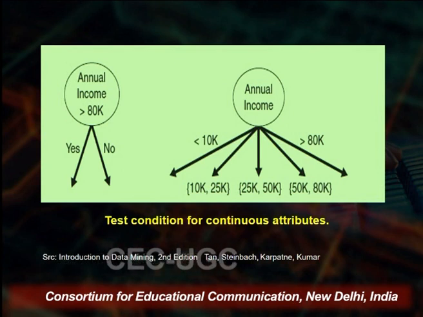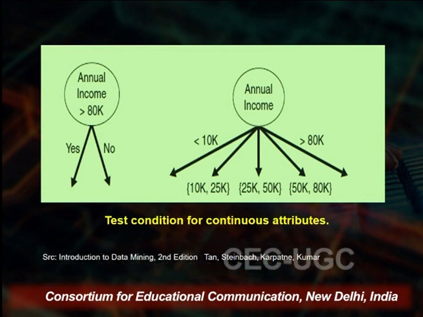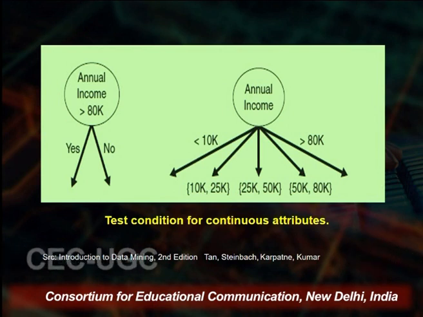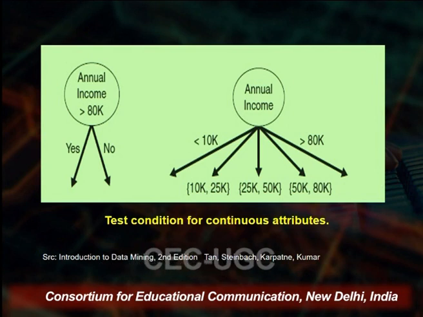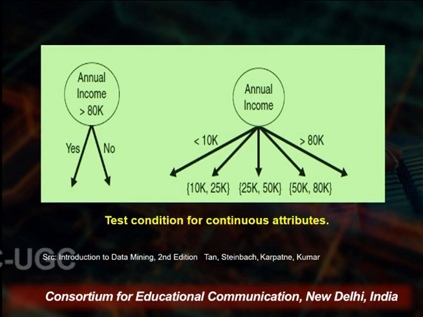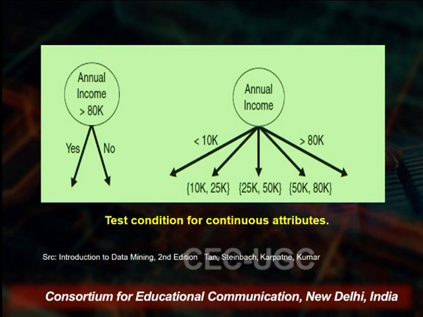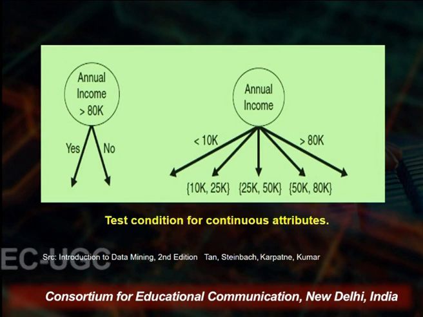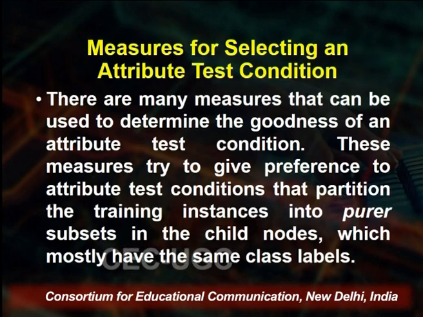So here you can see that there is some kind of overlap between the values. A particular value can fall into any of the two classes, because, say for example, if the annual income is 25,000, then it can come in two classes at the same time. So here it is not mutually exclusive, whereas when you are doing a binary split of the test condition, the values you are getting are absolutely mutually exclusive.